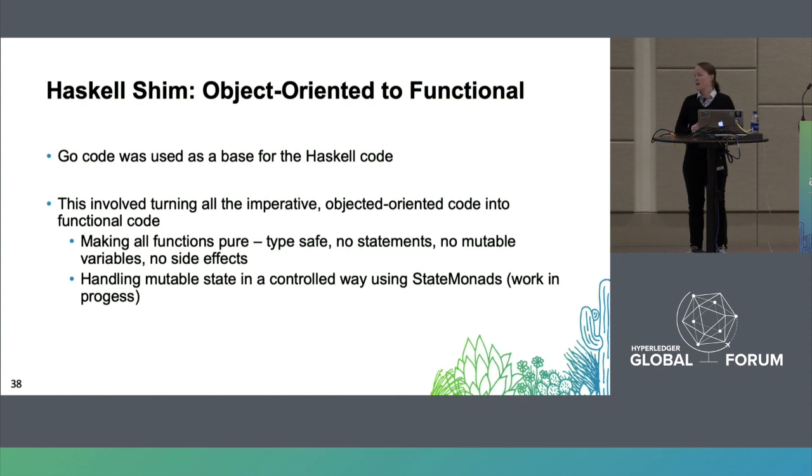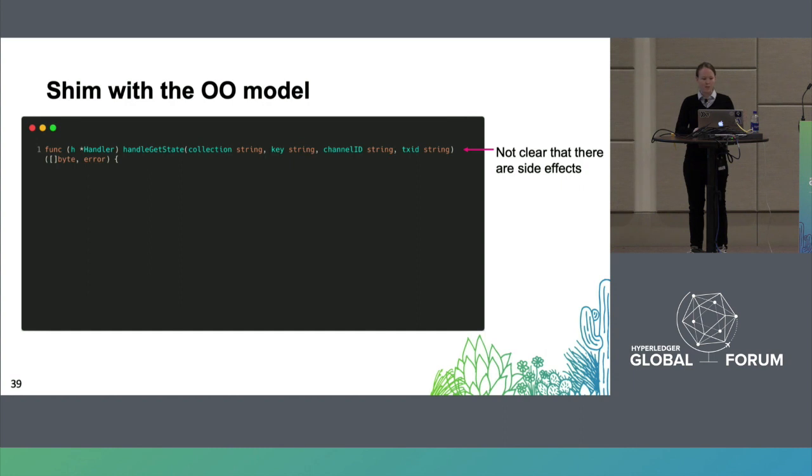So this meant making everything type safe. We had to change all of the statements to expressions. We had to get rid of mutable variables, and we needed to handle side effects in a controlled manner. So in Go, the mutable state is done through mutable structs, and in Haskell, this needs to be done with state monads. So I'll just give a quick example of what this process looks like.